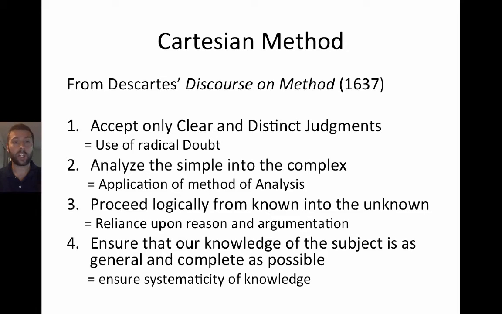And the last part is that we need to ensure that our knowledge of the subject, okay, of the parts that we've now exposed and brought into a cohesive whole, is general and complete as possible. So by that, what he means is that if we find some part that contradicts the whole, then we have to ask ourselves, well, what's the problem there? We might have to revise our entire system because it seems that an error has been exposed, or we might find that the part itself can be resolved. And so this is what he means by systematicity, to ensure a logically consistent and systematic whole, so that our knowledge of the whole is as complete as possible. Right?